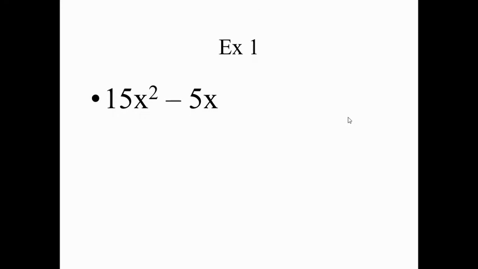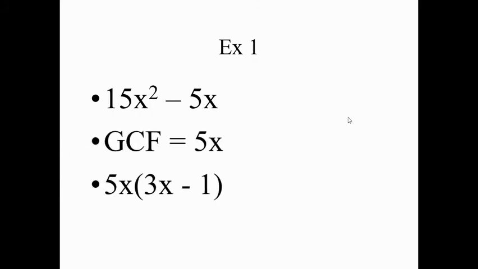All right, here is 5x squared minus 5x. This is a little simpler. What is your GCF? That is correct. It is 5x. So now you just divide the 5x from the other terms and you get 3x minus 1.